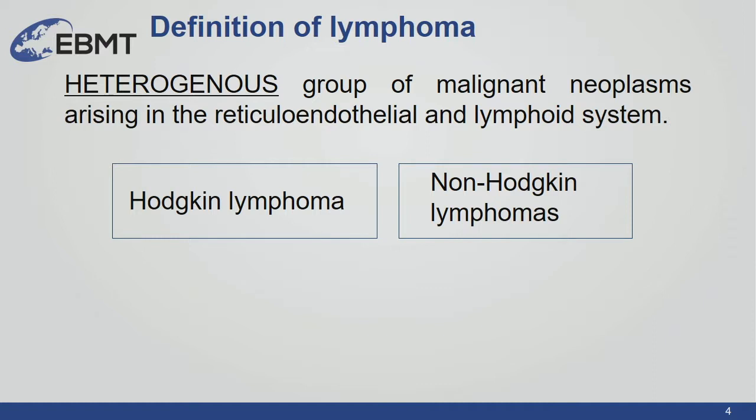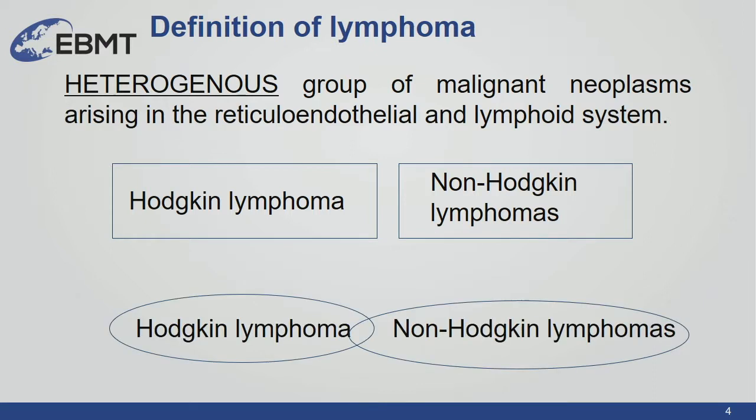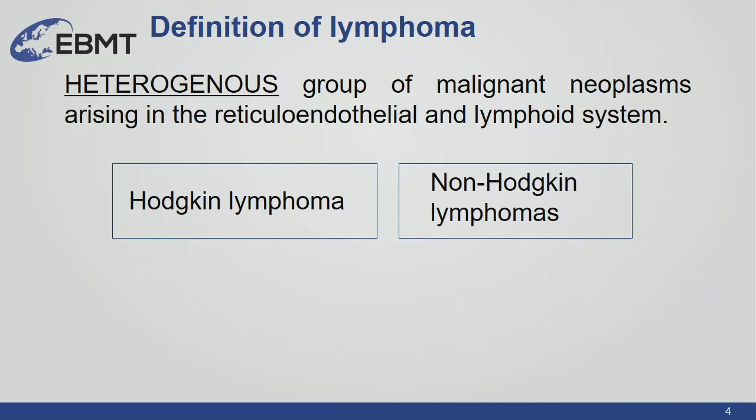So starting from the simplest question, the definition of lymphoma. Lymphoma is a heterogeneous group of malignant neoplasms that arise from the reticuloendothelial and lymphoid system. In a very simplistic way, we talk about Hodgkin lymphoma and non-Hodgkin lymphoma. The reality is closer to this. There is some overlap, but for the sake of simplicity, we continue talking about non-Hodgkin lymphoma, which is a very, very big group of different diseases, and Hodgkin lymphoma.